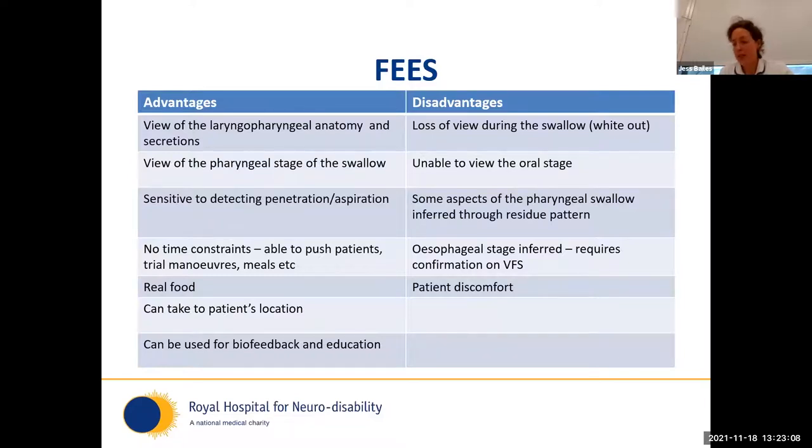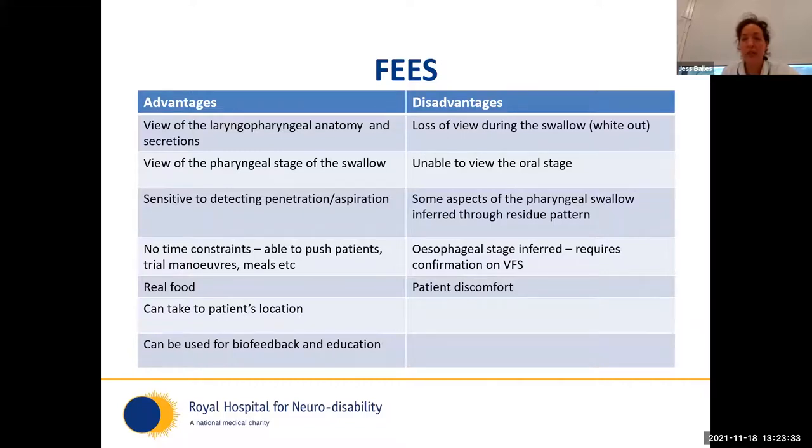In terms of disadvantages, obviously, while we see the pharyngeal swallow, we miss one of the key sections of it. So the loss of view during the whiteout, which is reflected light from the pharyngeal tissues. So if you have concerns about aspiration happening during the swallow, then video fluoroscopy is probably a better assessment.